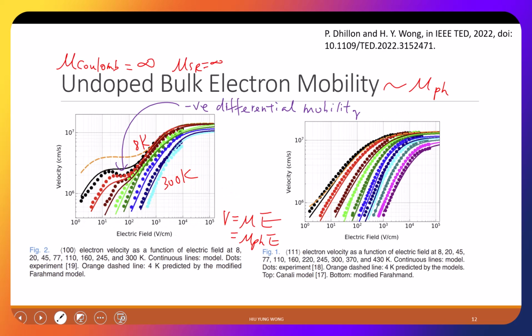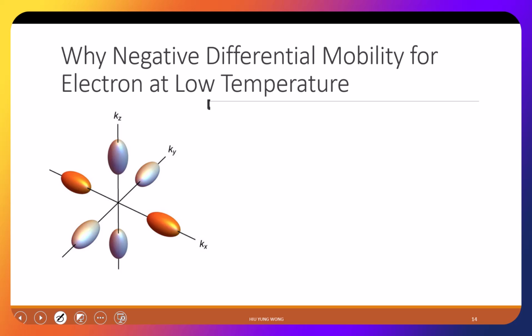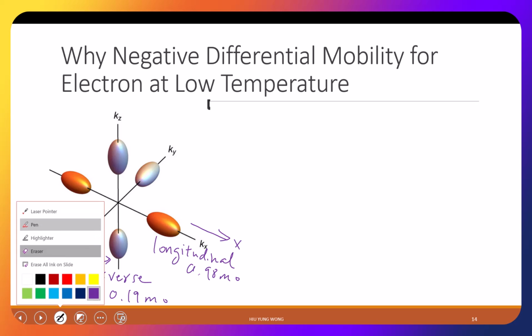Again, this is hole, it has it, but what I'm talking about is this. Velocity increases when you increase the electric field, but then it becomes smaller when you have a larger electric field. So why is that? I already told you this is longitudinal. If I transport in this direction, I go to the x direction, longitudinal, right? And these valleys are the transverse because they all have heavy electron mass. If you try to see the electron going in this direction, the curvature is much smaller. So it's light electron mass. Sorry, I said the wrong thing. This is 0.19. This is 0.98.